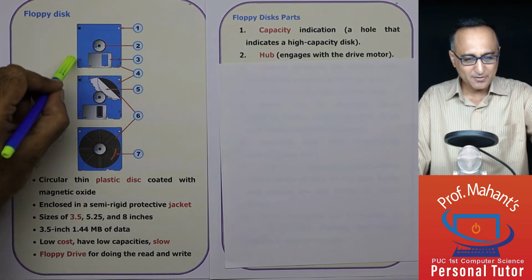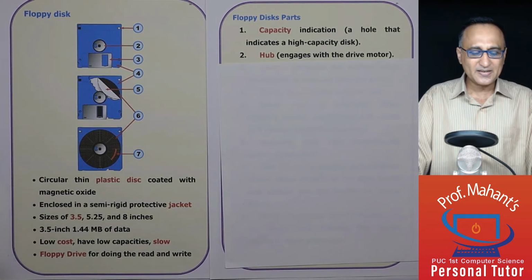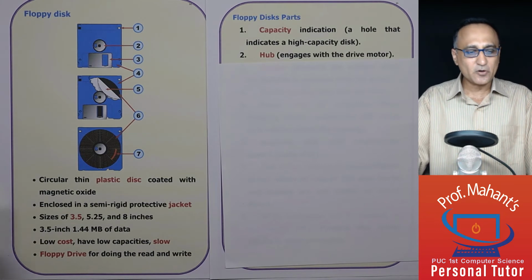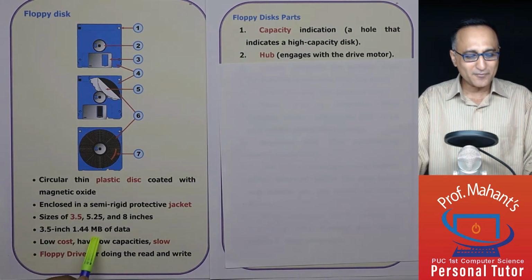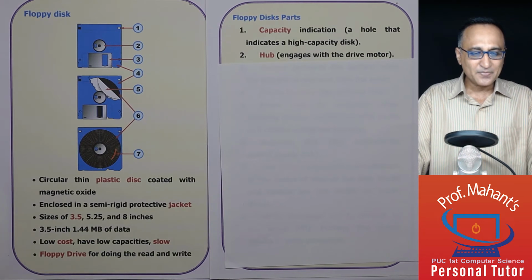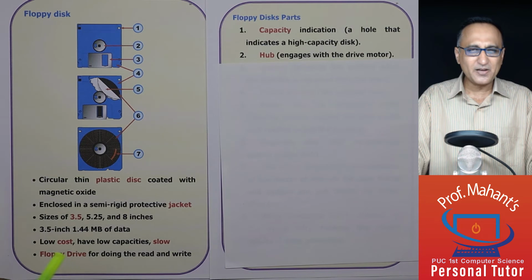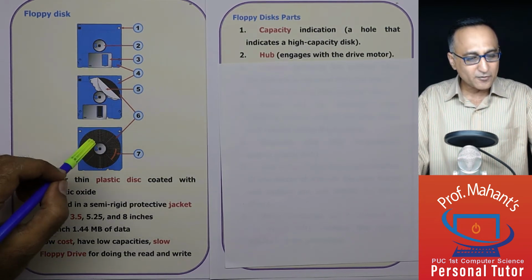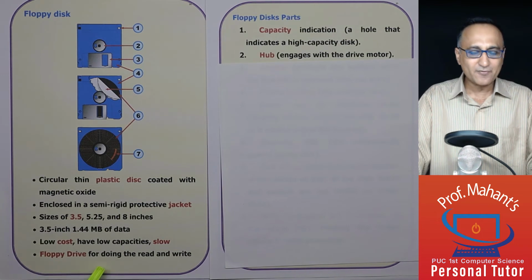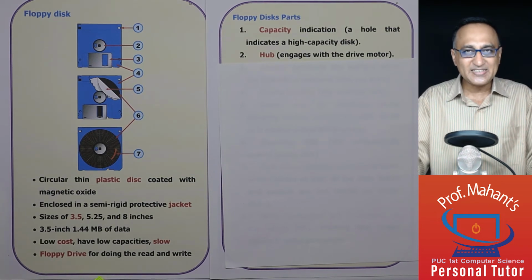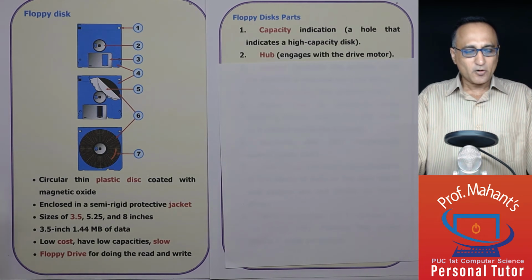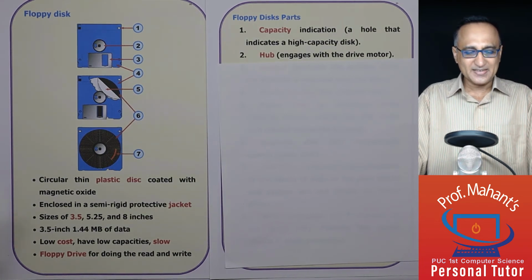This is an example of a 3.5 inch floppy disk. A 3.5 inch floppy disk, which was princely at that time, could just store 1.44 MB of data. The advantage of floppy disks is they were cheap, but had extremely low capacity and were very slow. But in order to read and write from this floppy disk, you had to have a floppy drive, just as you have a CD drive or a DVD drive. So let's look at all the different parts of the floppy disk.